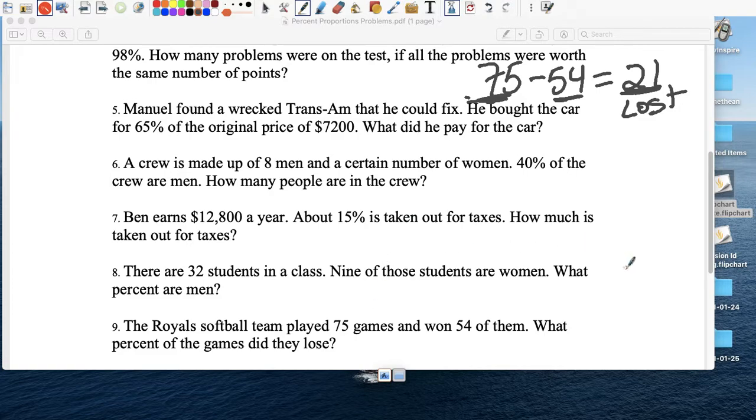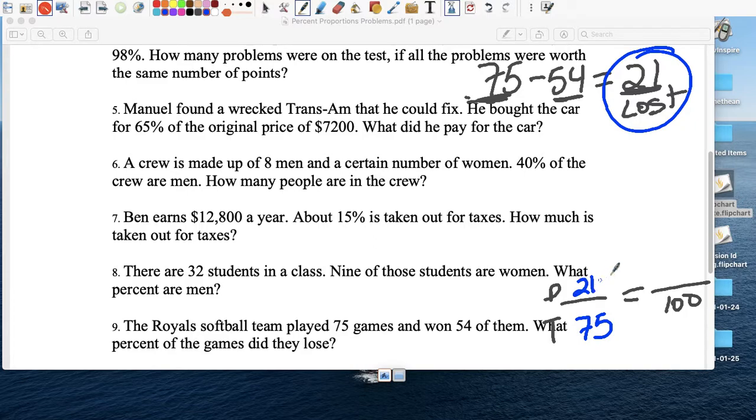You lost 21. So let's find the percent. What percent did you lose? Well, 100 part total. Total games, total de juegos, 75. ¿Cuánto perdí? How many did I lose? 21. So now we need the percent, right? Can I divide by anything? I can divide by 3. So over here, 21 over 75. Let me divide that by 3. 21 divided by 3 is 7. 75 divided by 3 is 25.